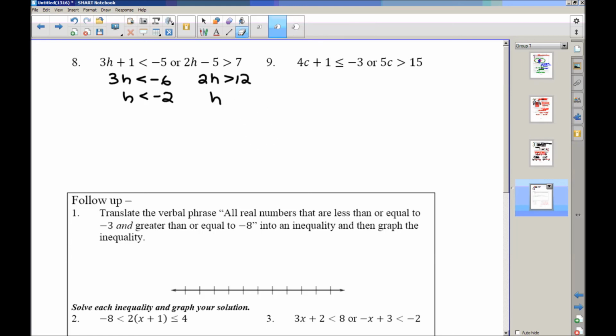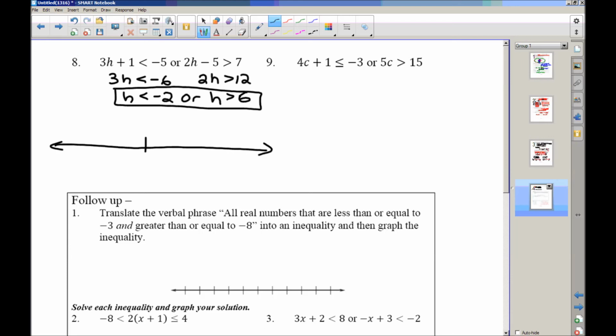Now remember, if you ever multiply or divide by a negative, you do have to flip the inequality. Okay, so this is what we end up with. H is less than -2 or H is greater than 6. So we'll make our grid. Here's 0, 2, 4, there's 6, there's -2. And H less than -2 has an open circle on -2, shade it to the left. And H greater than 6 has an open circle on 6, shade it to the right.